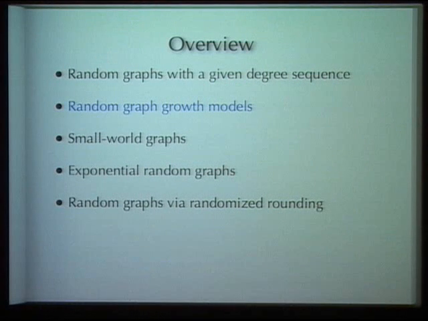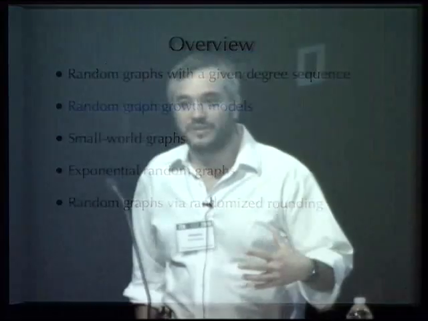So another class of models are random graph growth models, in which rather than saying we'll try to bake in the degree sequence from the beginning, we will actually build the graph step by step and hope that not only will it acquire the desired degree sequence, but because it does so in an organic way, it will contain a number of other properties that are of interest to us.